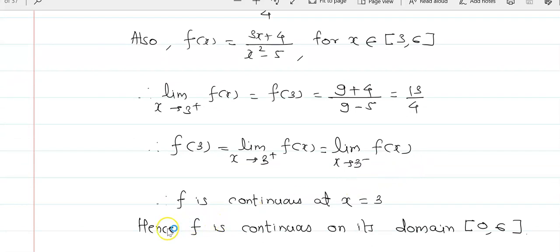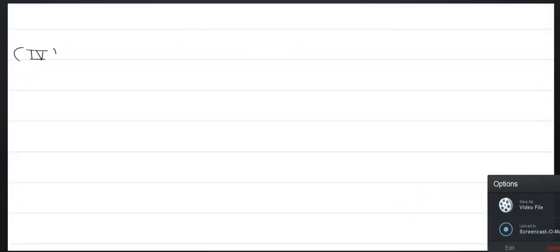And therefore, the given function is continuous on its domain 0 to 6. Now we take the next one.